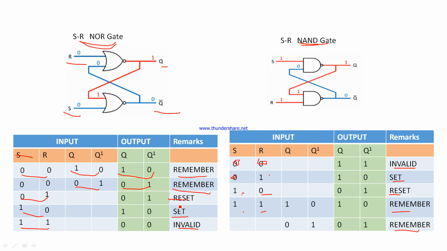For the NOR gate, it's remember, reset, set, invalid. For the NAND gate, remember from below, reset, set, invalid. So I hope you can do it. Next, we go for the next slide now.